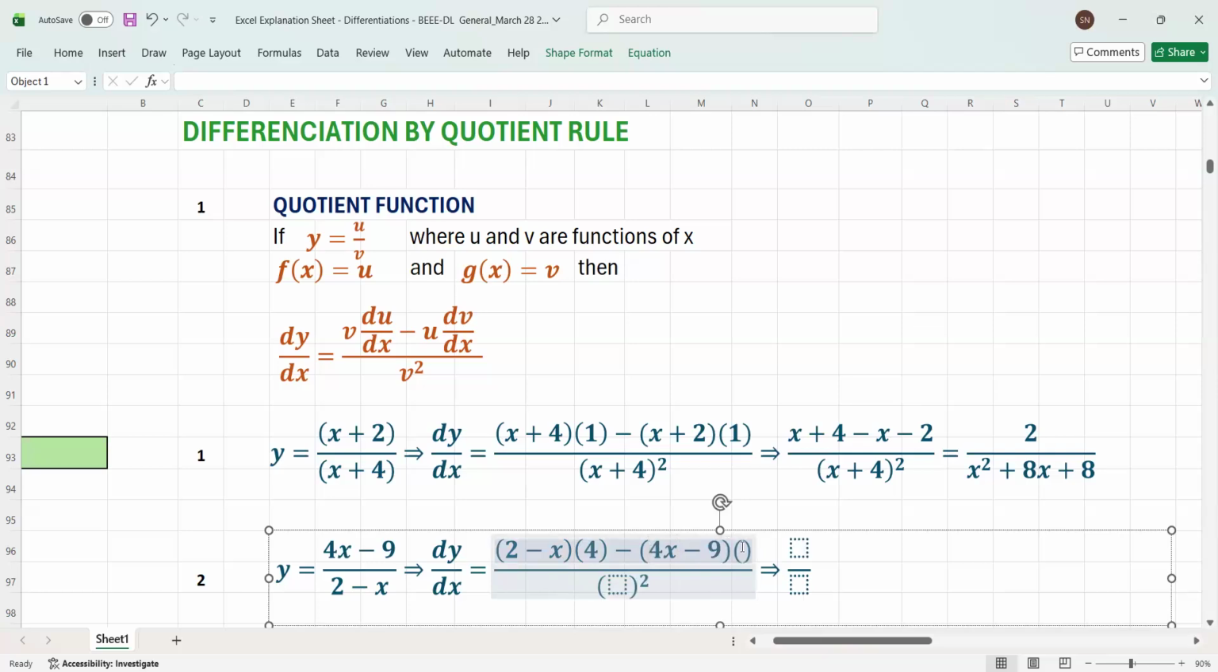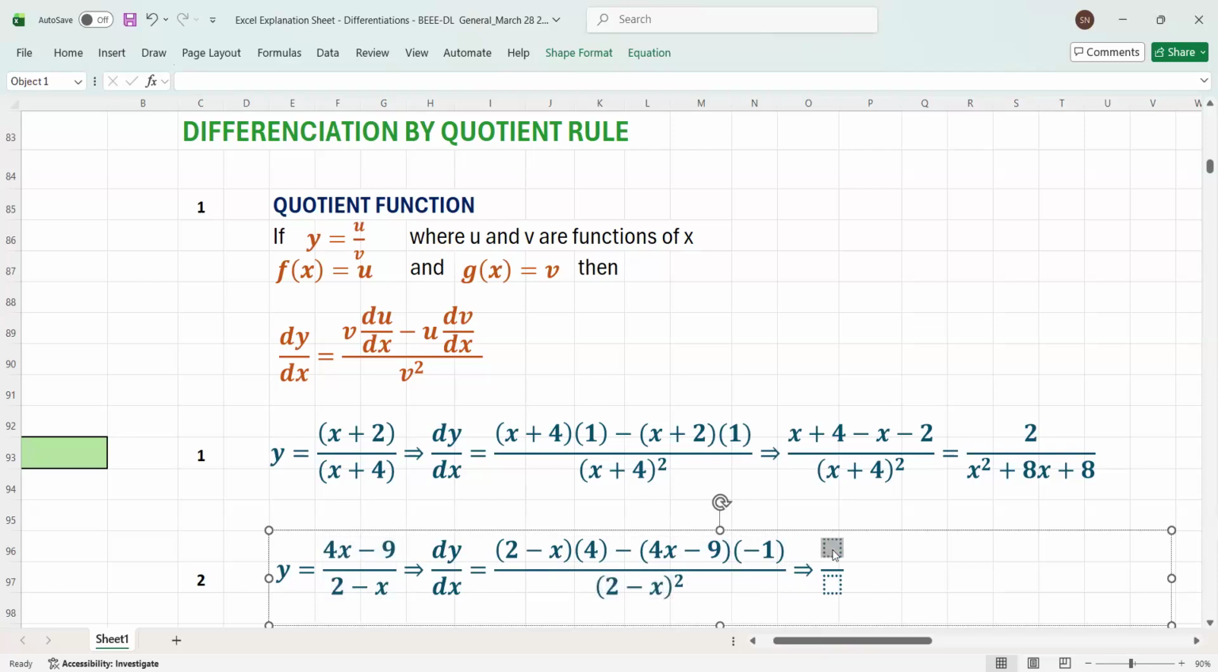And then differentiate the denominator. If I differentiate the denominator, I'm going to get -1. Remember that this is 2 minus x, and the power is 1. So if the 1 comes to multiply this, I'll get -1. Then the denominator is 2 minus x, all squared.